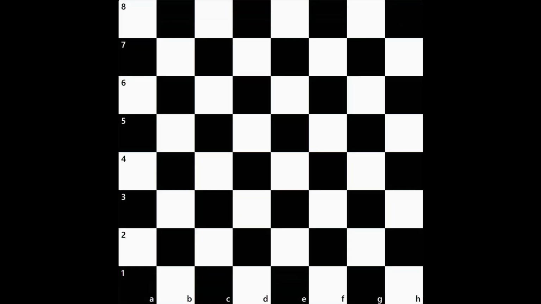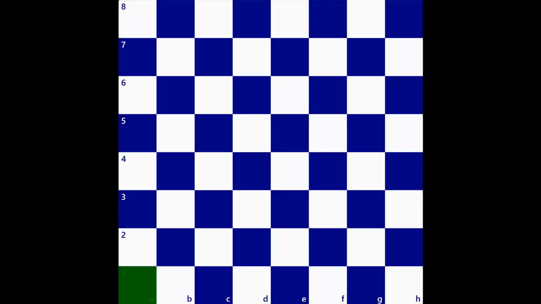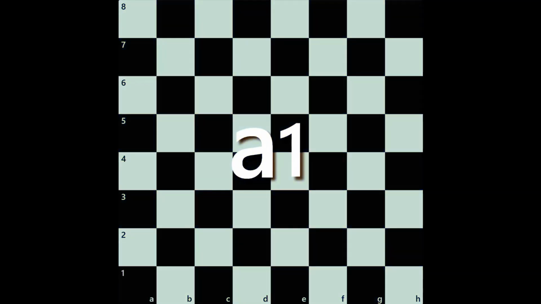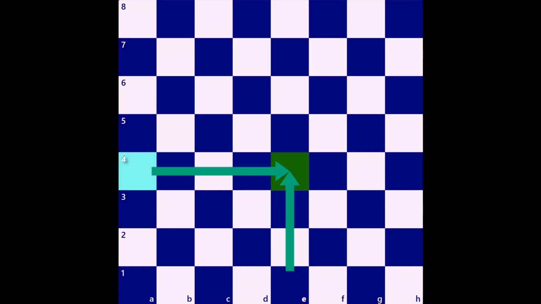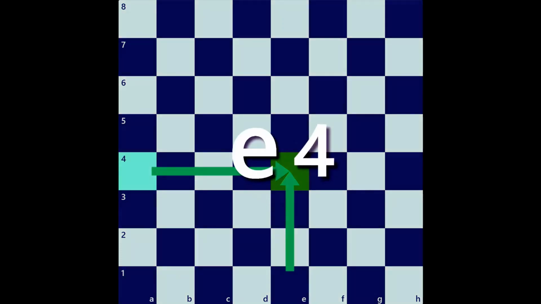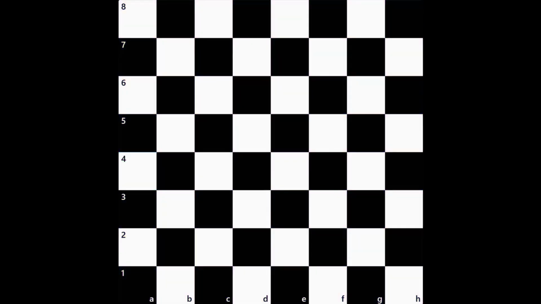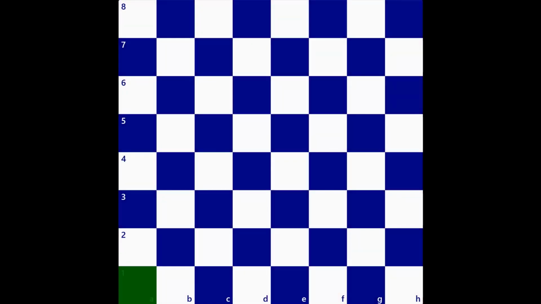Each square is named by its coordinate pair. Let's meet some of the squares. This square in the lower left-hand corner is known as A1. Notice we identify it with the letter first and the number second. Let's take a look and see where the E file meets with the fourth rank. Notice the arrows point at E4, so this square is known as E4.